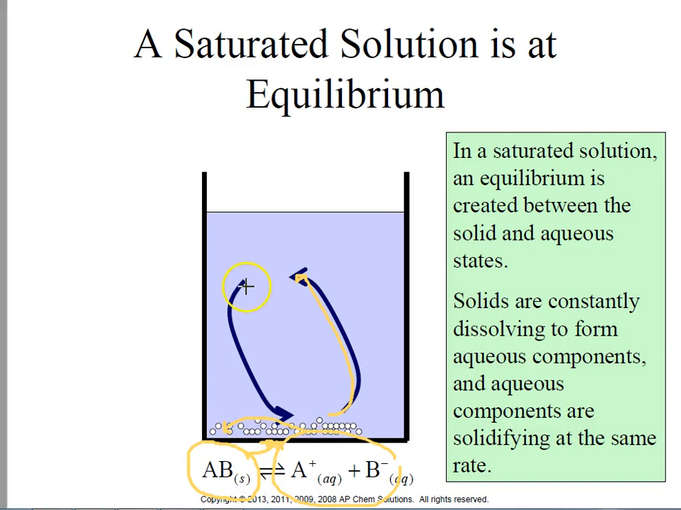But it's going at the same rate, so that the same amount of solid remains on the bottom in total, and the same amount of ions in solution. So remember, with an equilibrium, we have forward and reverse at the same rate. So your amount of solid at the bottom doesn't change, and your amount of ions in solution don't change. Some of them are swapping places.